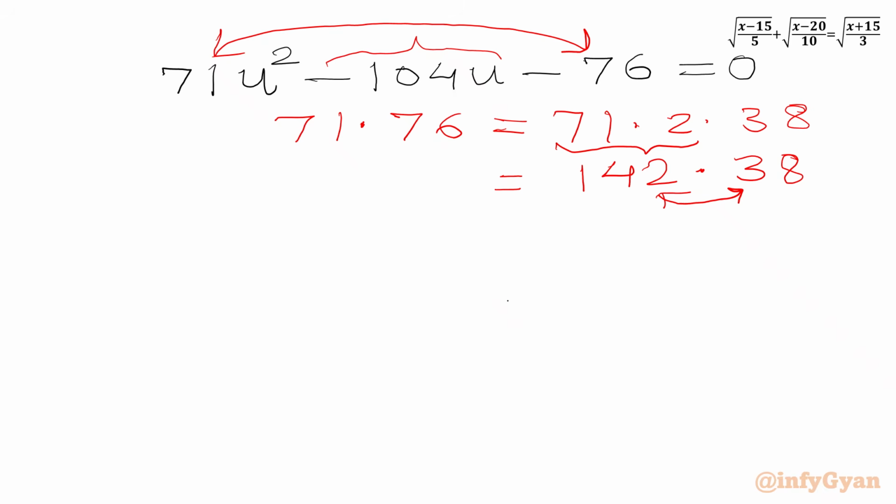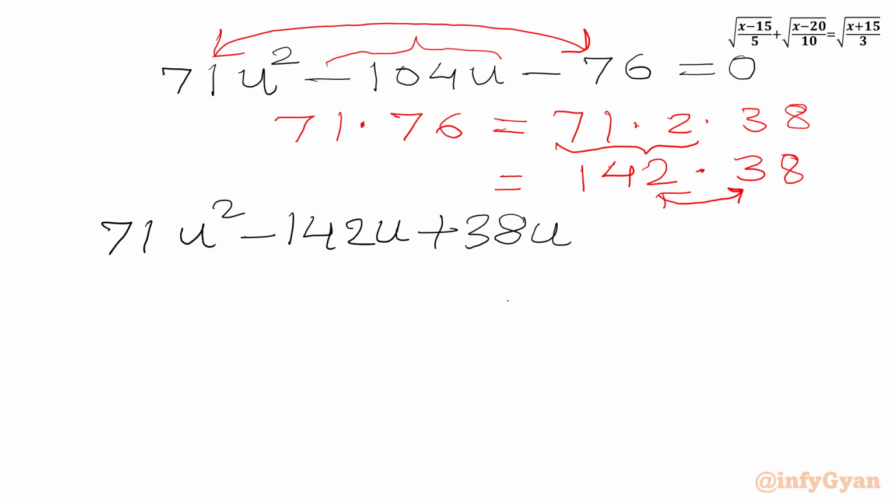So let us split our middle term. We will write 71u square minus 104u, which can be written as minus 142u plus 38u. Addition will be minus 104u. Then we have minus 76 equal to 0.